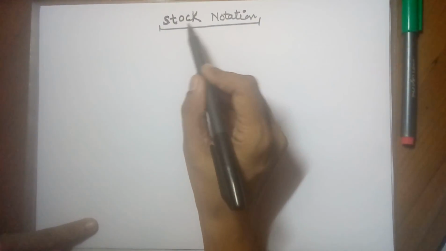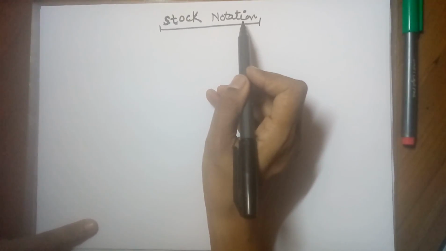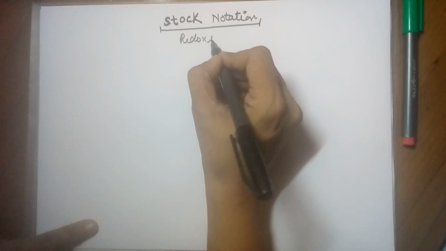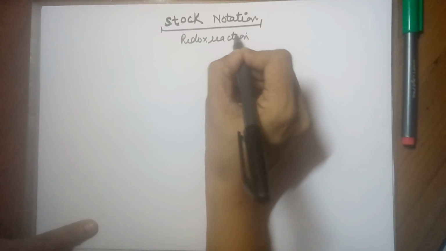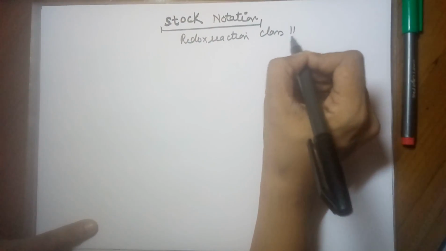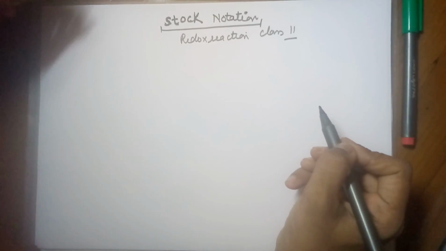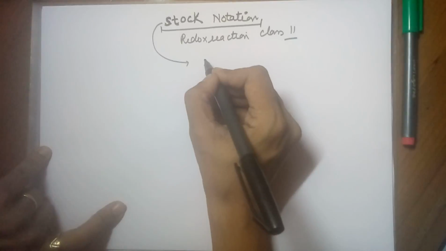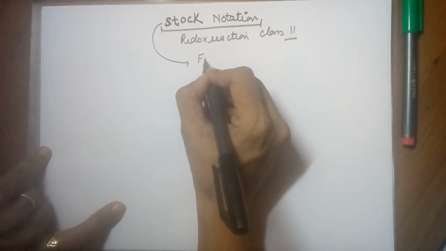My today's topic is stock notation. This comes under the chapter of redox reactions in class 11th. Now, when I talk about stock notation, what do we actually mean by this? This is just a way of writing a formula.